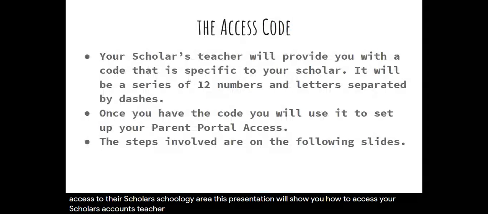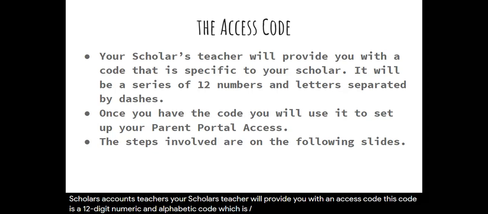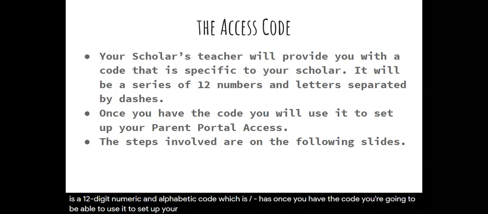Your scholars' teacher will provide you with an access code. This code is a 12-digit numeric and alphabetic code, which is divided by dashes. Once you have the code, you're going to be able to use it to set up your parent portal access. The steps involved are on the following slides.